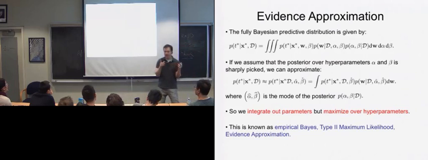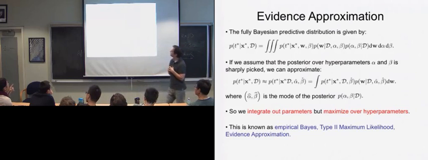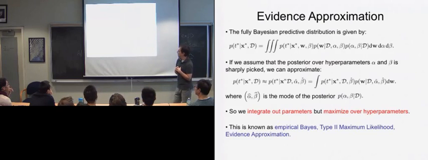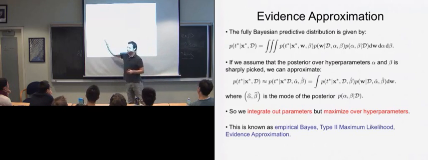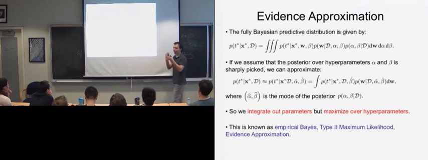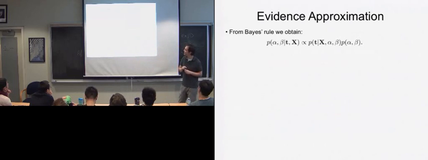Yeah, question? I think you're assuming that the hyperparameters alpha and beta are sharply peaked. So does that restrict your choice with the priors? In this case, as you will see, we will make an assumption that the priors are flat. So let's get there.